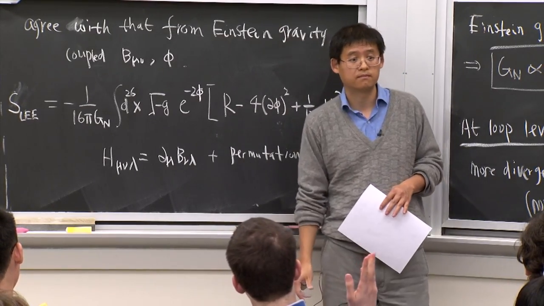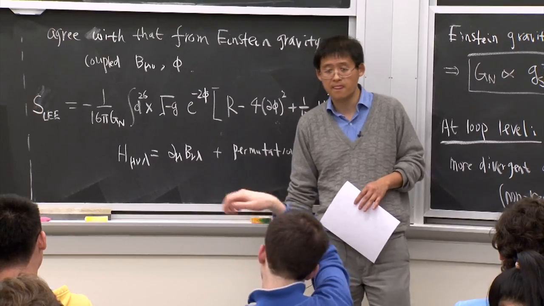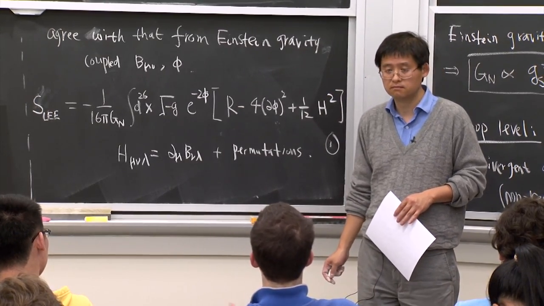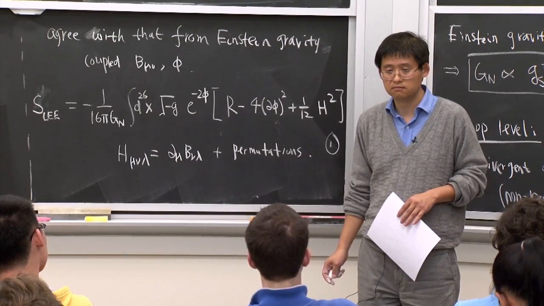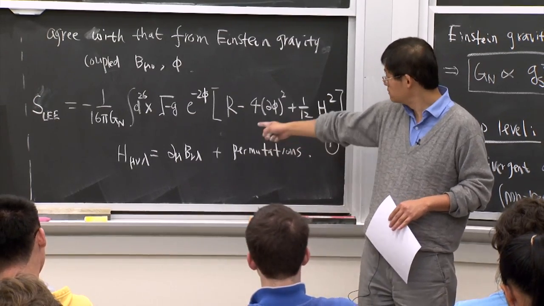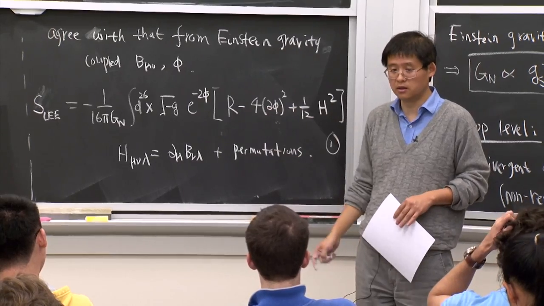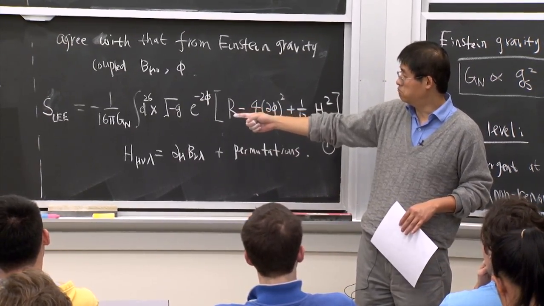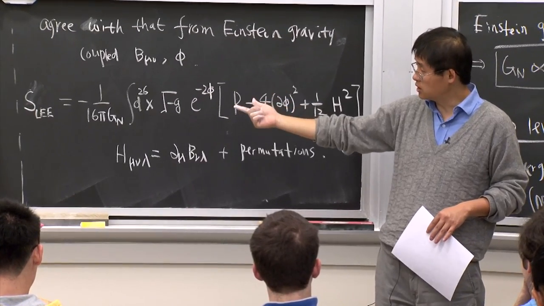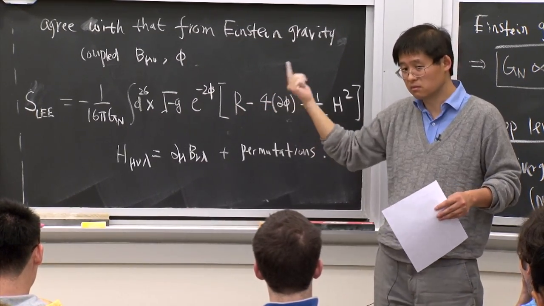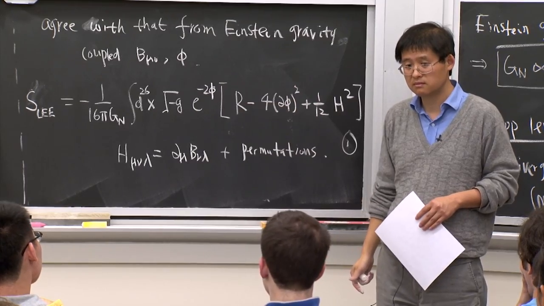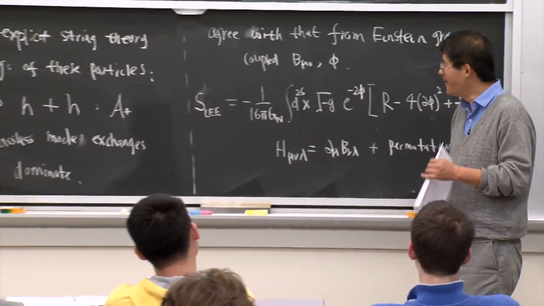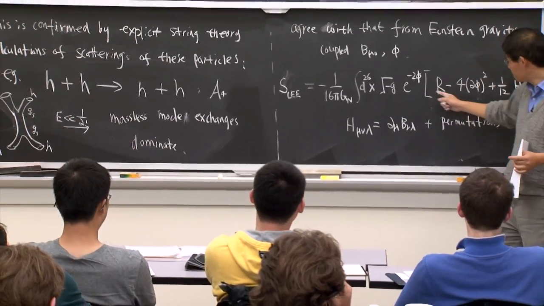Yes. Does this imply that for large objects, not things on these very small scales, we should reproduce the Einstein field equations? Yeah, that's what it tells you. For example, if you measure the gravity between you and me, you won't see the difference. Actually, you will see a difference. This theory is a little bit different because of this massive scalar field.